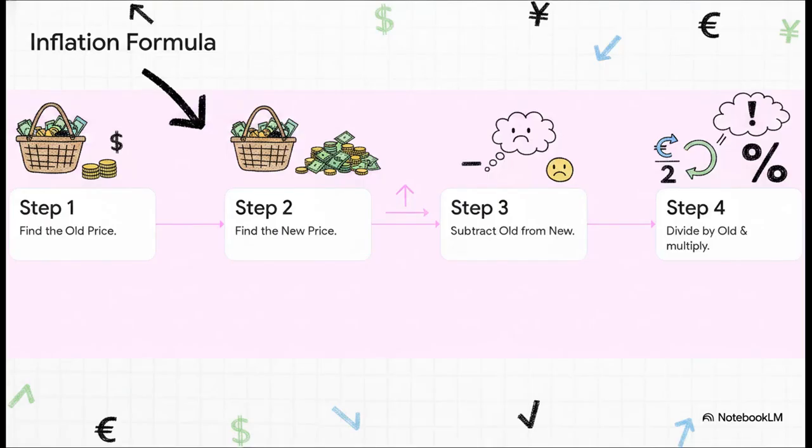Let's see how this builds into an actual calculation, step by step. Step 1. Let's say the old price of our basket was 100 hryvnias. Step 2. The new price today is 120. Step 3. We subtract the old from the new, which gives us a difference of 20. And finally, step 4. We divide that 20 by the old price of 100 and multiply by 100 to get a percentage. The result? Boom, a 20% inflation rate.